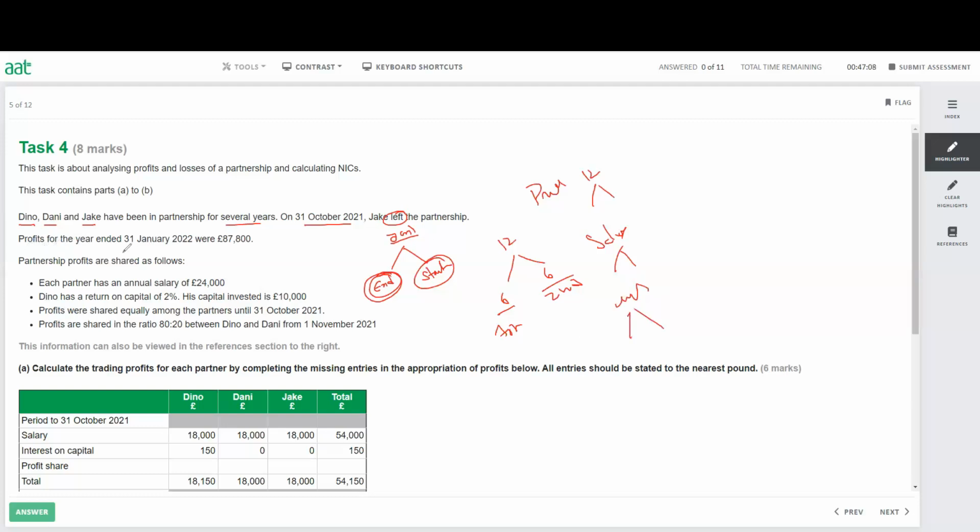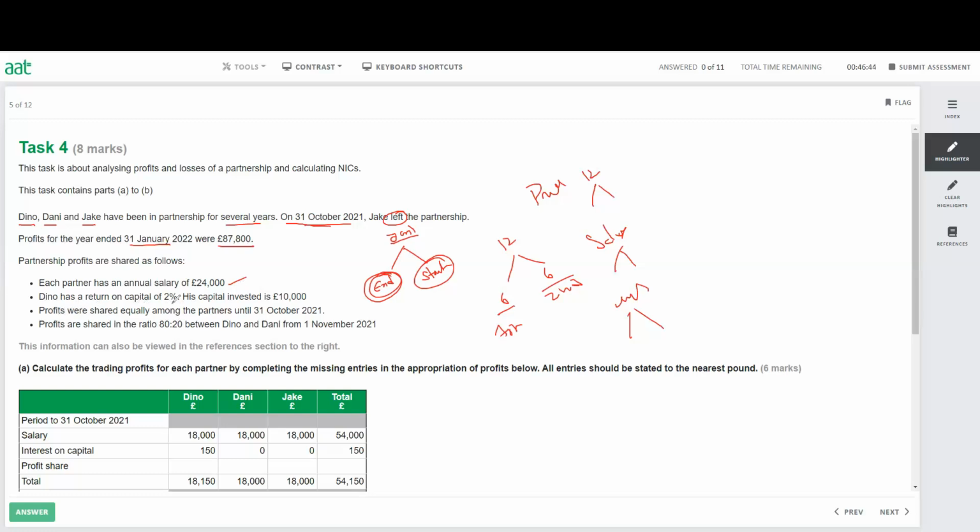The profit for the year ended 31st of January was 87,800. So this profit you have to split. We have to stop on 31st of October because Jake left. The partnership profit is shared as follows. Each partner gets an annual salary of 24,000. Salary needs to be split because Jake left, so you need to have 2 calculations.